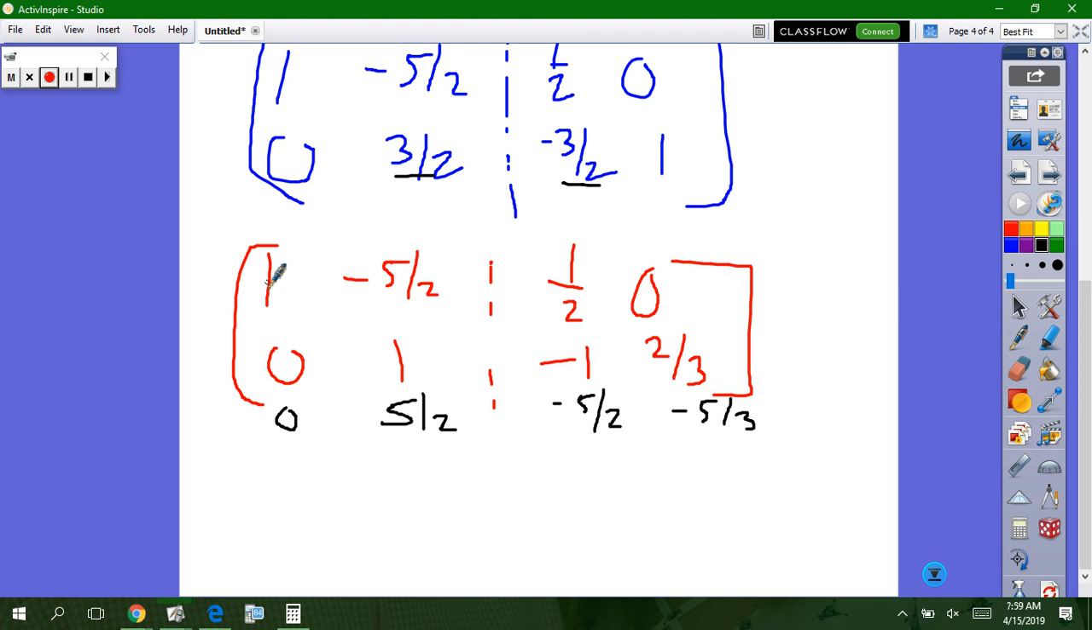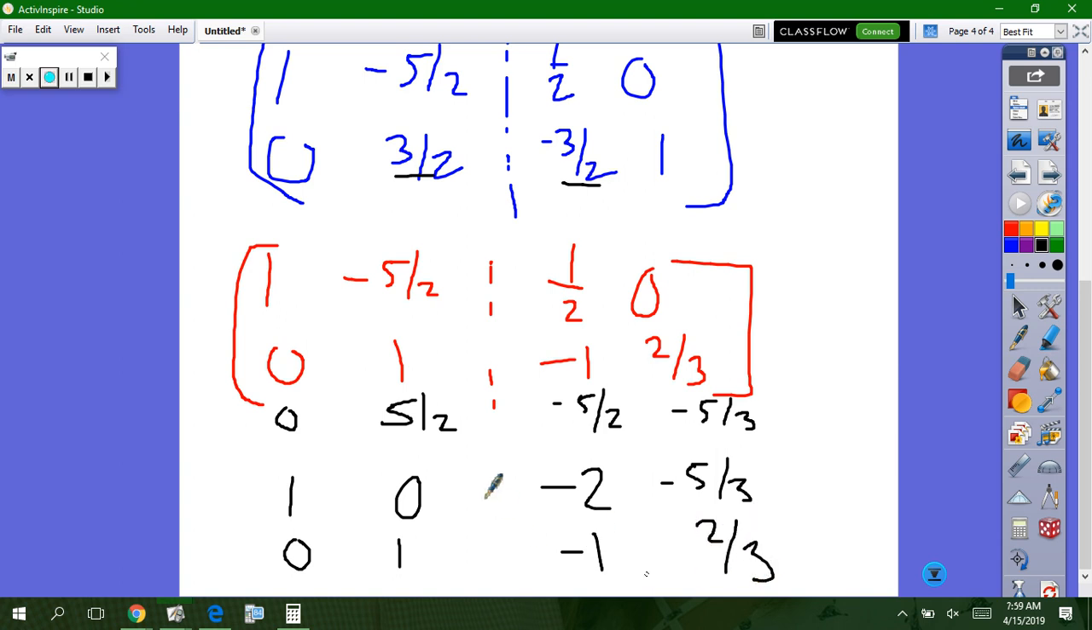Okay, so here we go. 1 plus 0 is 1. Negative 5 halves plus 5 halves is 0. 1 half minus 5 halves is negative 4 halves, but negative 4 halves is negative 2. 0 minus 5/3 is negative 5/3. And then notice I have 0, 1, negative 1, and 2/3. You see how the left is now the identity matrix, right? I have made it into the identity matrix.